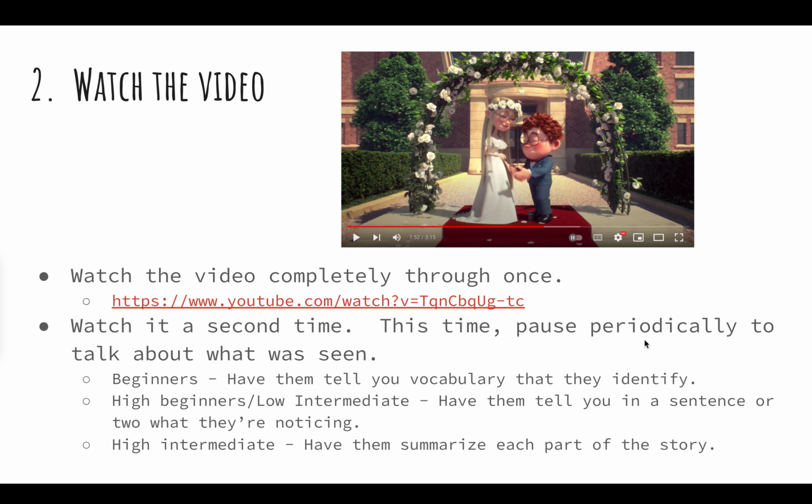This time you want to pause periodically to talk about what was seen. So if you have a student who's a beginner, have them tell you some of the vocabulary words that they can identify in the film. For high beginners and low intermediate students, have them tell you in a sentence or two what they're noticing. For high intermediate students, have them summarize verbally each part of the story.